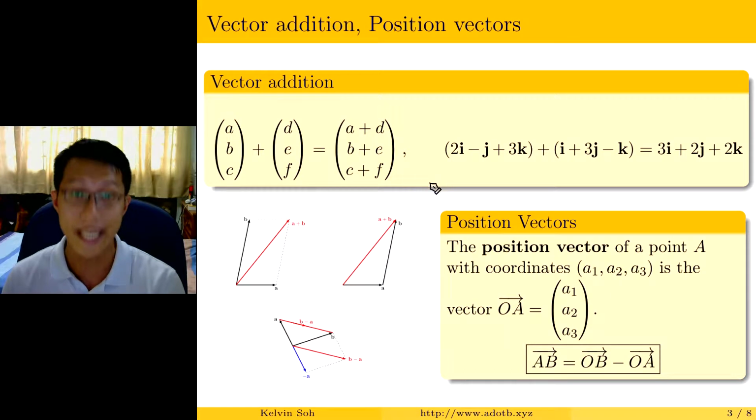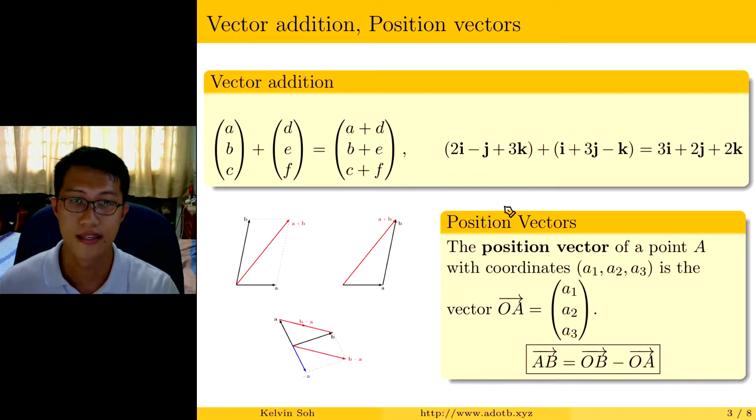To visualize what it means, there are 2 ways to actually visualize vector addition. The first way is, given 2 vectors A and B, as shown in this picture over here, we draw them directing outwards from a common point. We then construct a parallelogram, and the diagonal gives us the addition A plus B. Another way to visualize vector addition is to construct them head to tail instead. When we do that, we form a triangle, and this third side of the triangle is our vector A plus B.